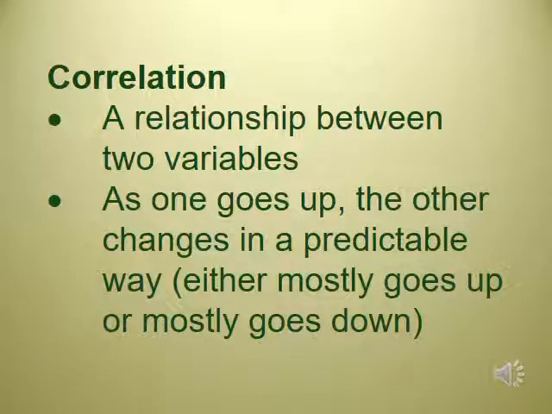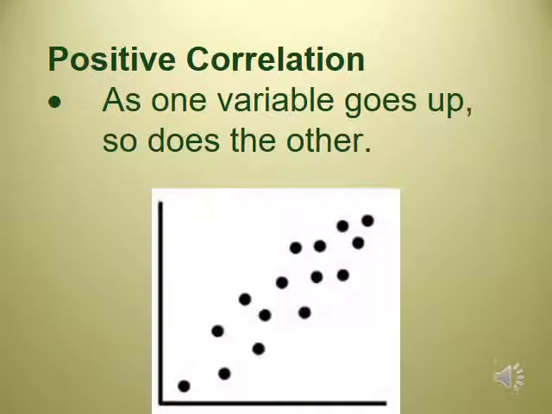So the topic of Chapter 9 is correlations. And I pointed out in the previous video that a correlation is just a relationship between two variables. Technically, what you're seeing is that as one thing goes up, the other changes in a predictable way. You can see if one thing goes up, does the other one mostly go up, or does the other one go down? There are two main types of correlations that we typically look at. They're called positive and negative correlations. In a positive correlation, when one thing goes up, so does the other one.